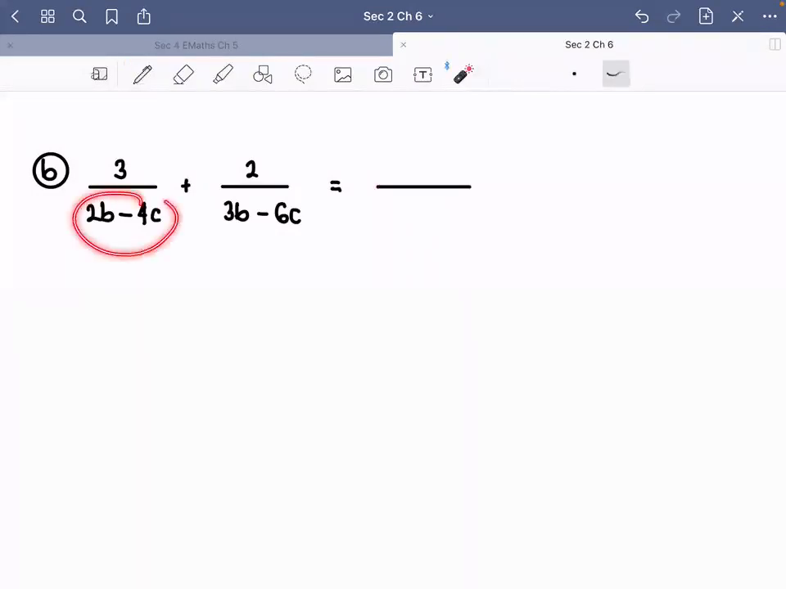So how do you factorize 2b minus 4c? What is your common factor here? Your common factor here is basically 2, right? And then dividing this term by 2, this is simply b minus, so 4c divided by 2 is 2c.